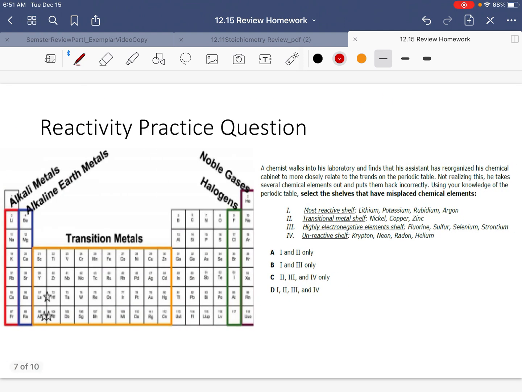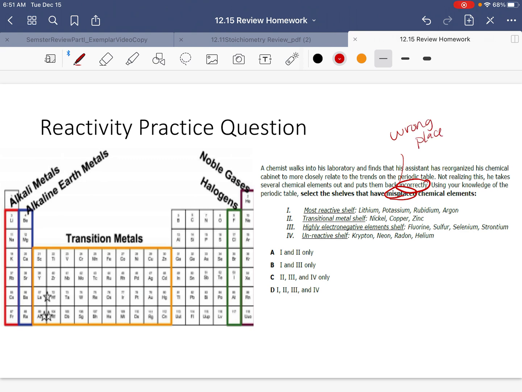So let's have a quick question. A chemist walks into a laboratory, finds his assistant has reorganized his chemical cabinet to closely relate trends on the periodic table. He takes several chemical elements and puts them back incorrectly. Using your knowledge of the periodic table, select the shelves that have misplaced chemical elements. So misplaced means they're in the wrong place. They don't match the family.